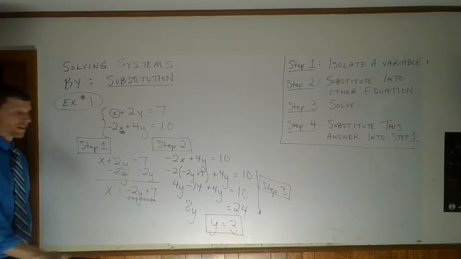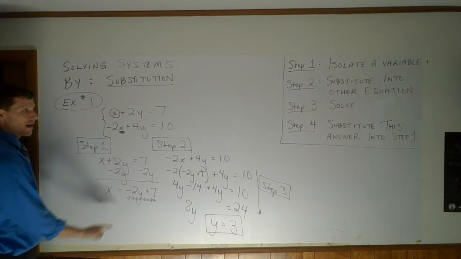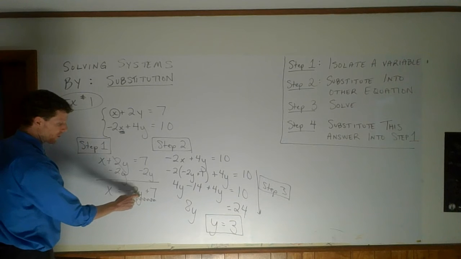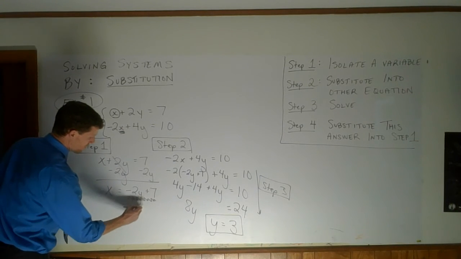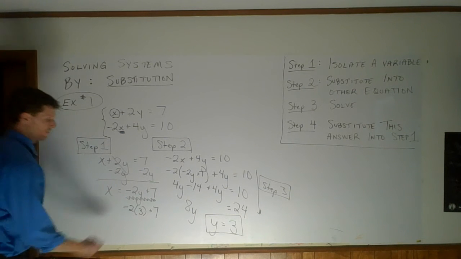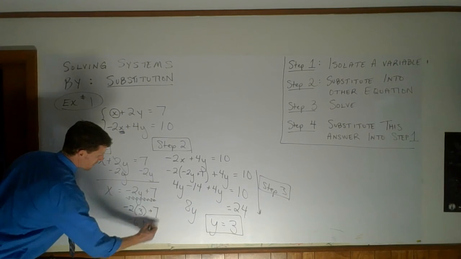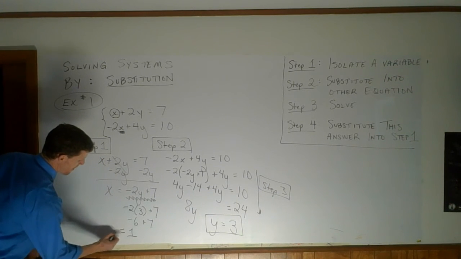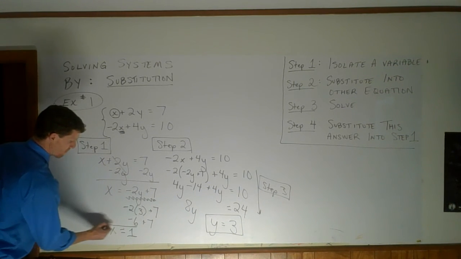The last thing to do is to take this value of 3 and to substitute it into what I had from step 1. I'm going to put the 3 right there. Negative 2 times 3 plus 7 is negative 6 plus 7, which is just 1. And that is my answer for x.